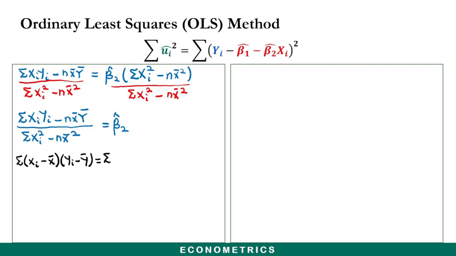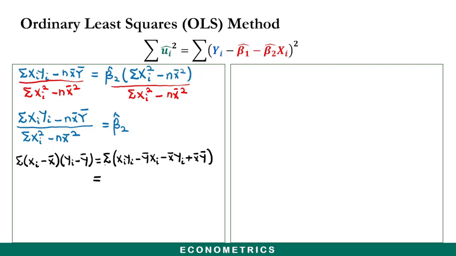So we are going to have this sigma. Now we need to multiply these two terms in the bracket. So this xi multiplies the second bracket. So we are going to have xi yi, and then the xi multiplies negative y bar. So we're going to get minus y bar xi. And then now we take the second term in the first bracket, minus x bar multiplied by the second bracket. So we have minus x bar times yi will be minus x bar yi. And then this minus x bar times minus y bar would be positive x bar y bar.